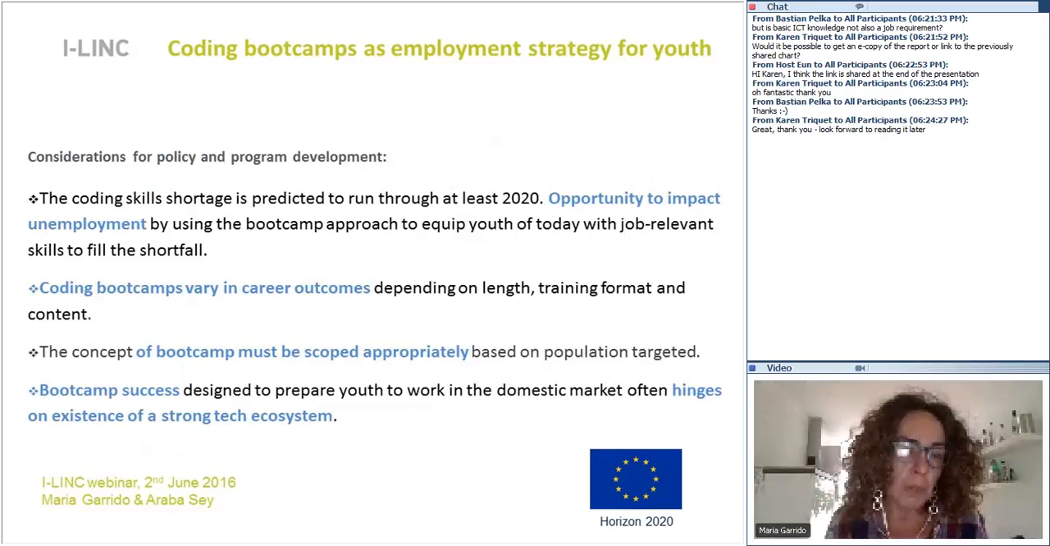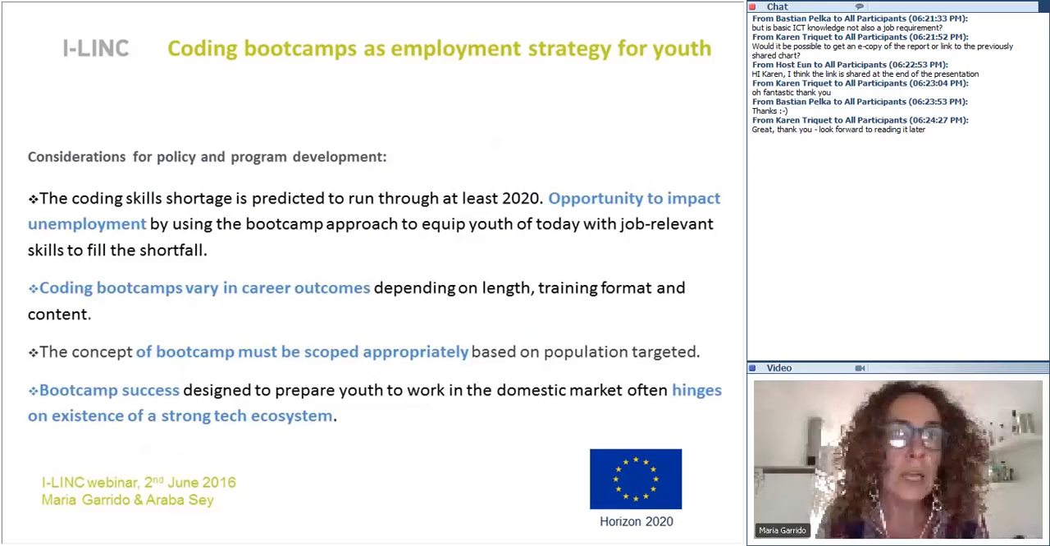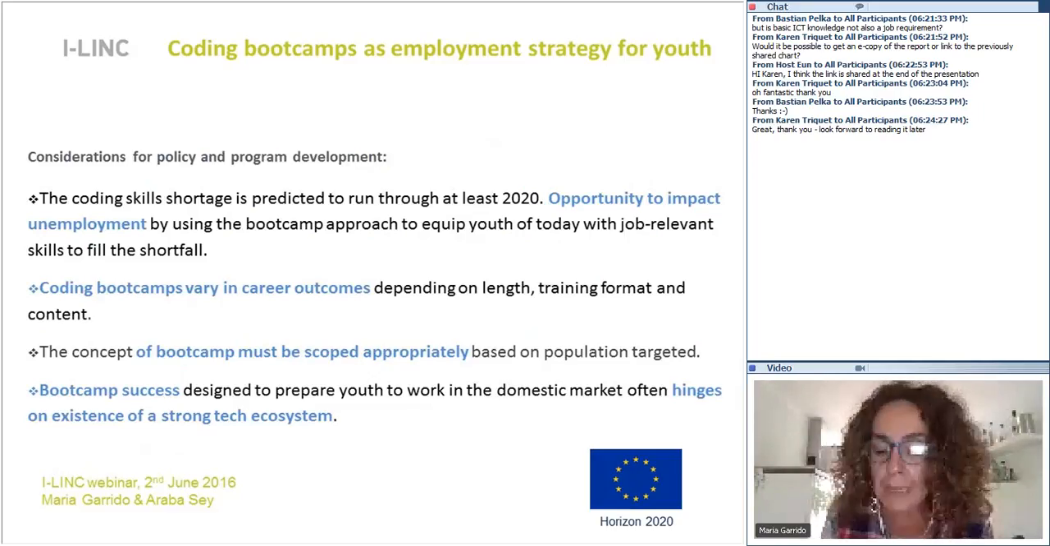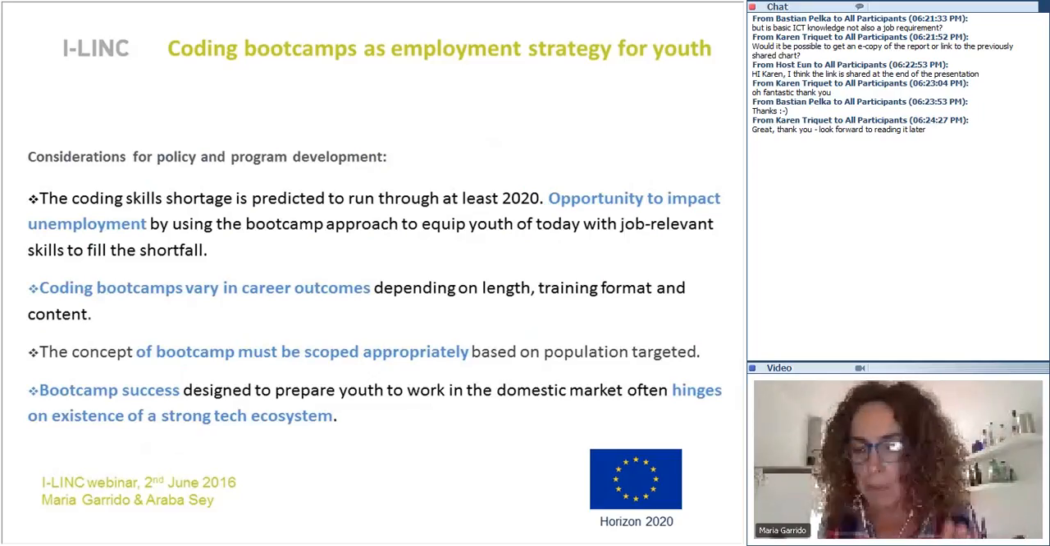So in terms of considerations for policy and program development, I will move next to the actual characteristics of the coding bootcamps. Before I continue, there's something very interesting about all these environments. Everybody speaks about a coding skills shortage.